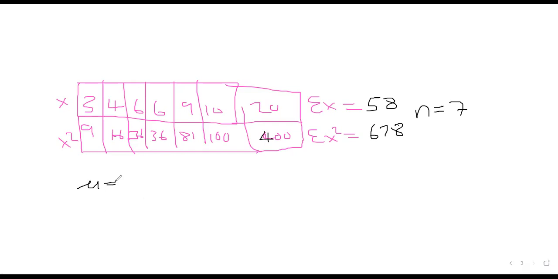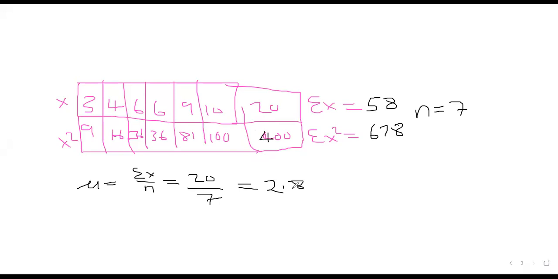How do we find the mean? It's summation of x divided by n. So 20 plus 7. What do we get? 2.8. Leave it to three decimal places.